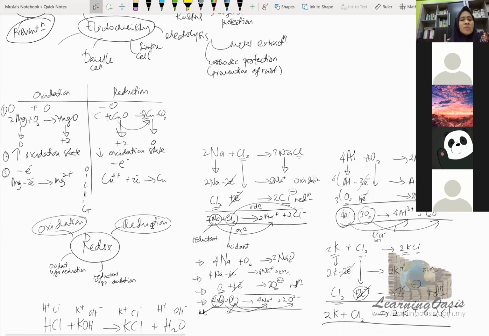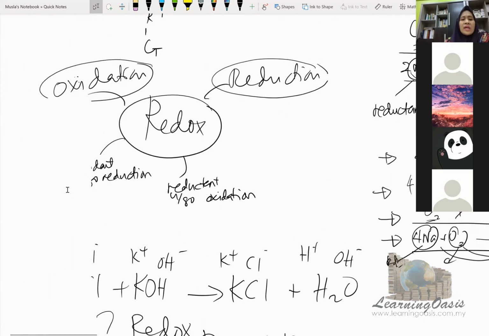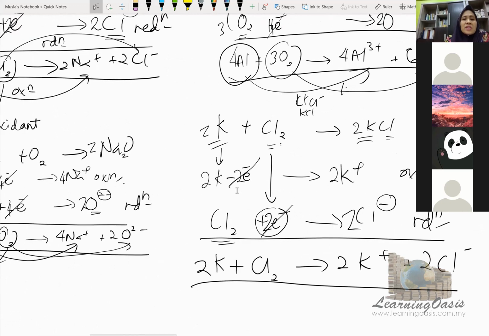So for it to qualify as a redox, oxidation and reduction happen simultaneously, meaning that losing and gaining of oxygen happens simultaneously, increase and decrease in oxidation state happens simultaneously, losing and gaining of electron happens simultaneously. And you have your what? Oxidant undergoes reduction and reductant undergoes oxidation. And we discussed a few things, right? With like sodium plus chlorine.